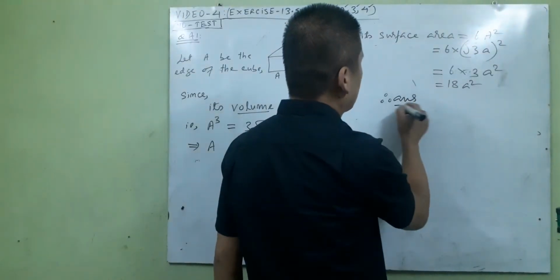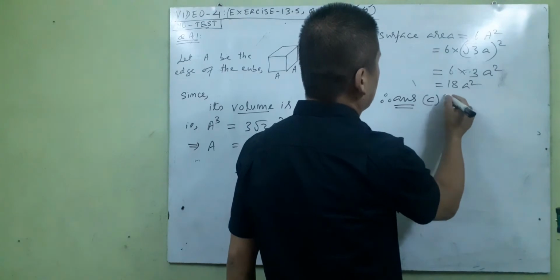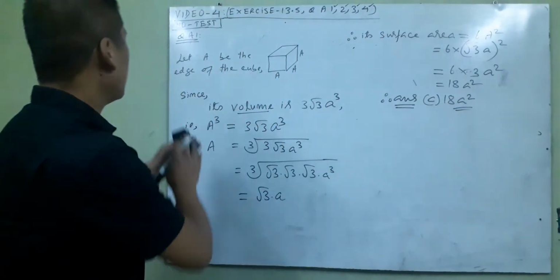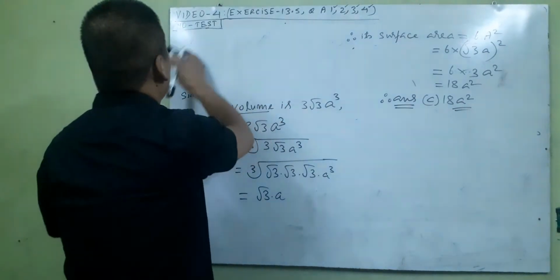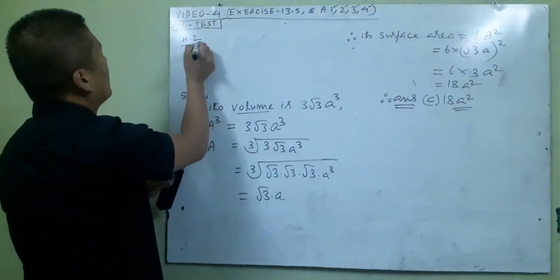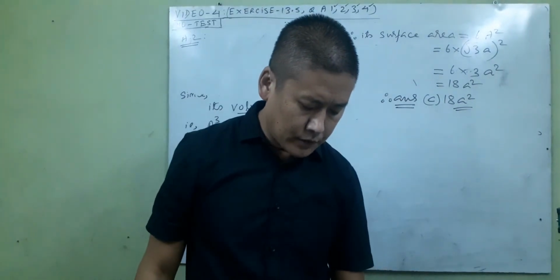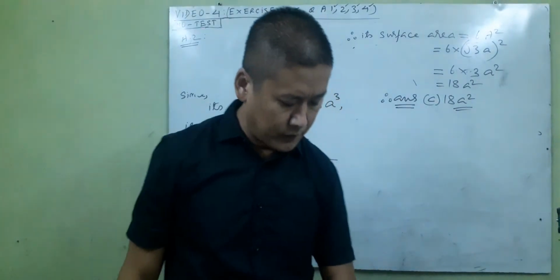So the answer is C, which has the same value, 18a square. Okay, so that is A1. Let's go to A2, and let me read the question for us here. The diagonal of a cube is 16√3 centimeters. You have to find the volume.